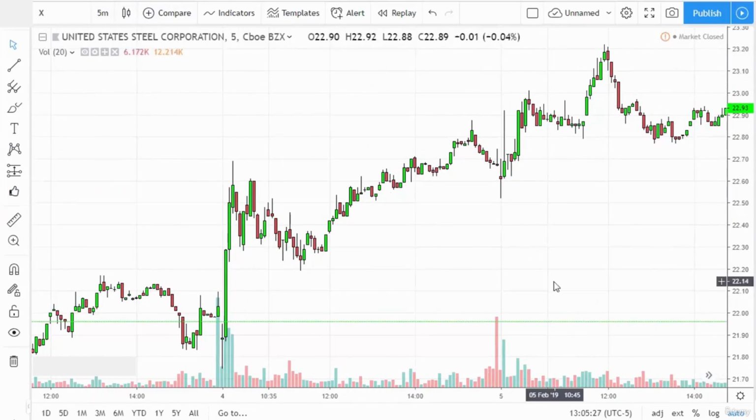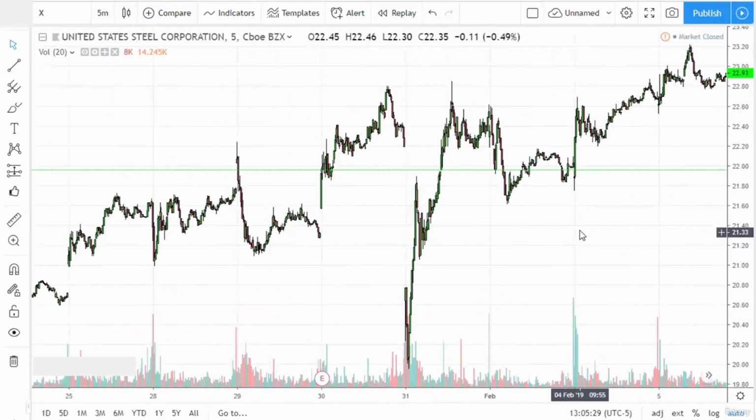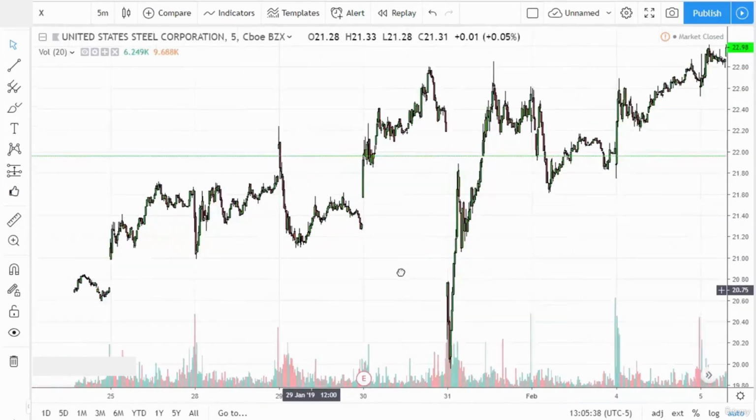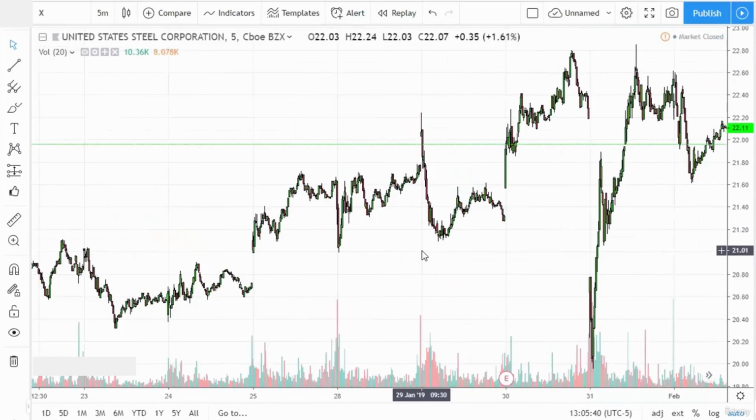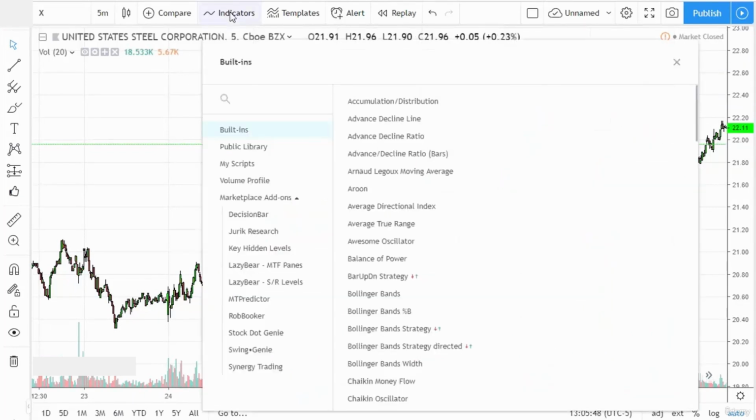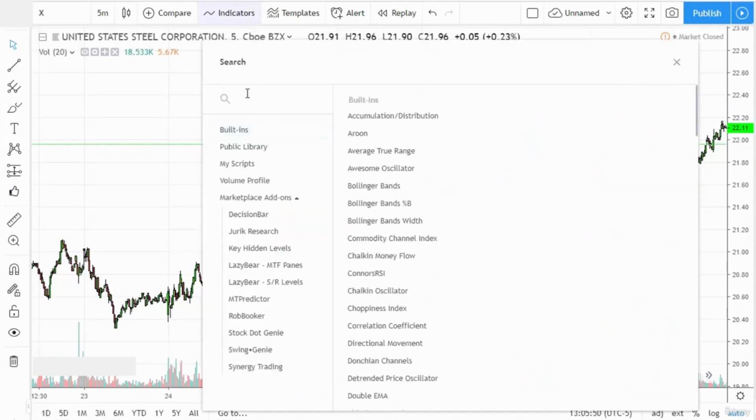Now, you notice I'm on a 5-minute chart, so I'll go ahead and zoom out. This is more of a day trading thing, but it can apply to longer term charts as well. But a day trader is, by their very nature, going to be hyperactive as far as trades are concerned. So there are a couple of indicators that you could use to perhaps help.